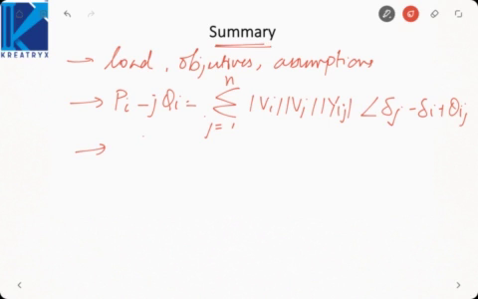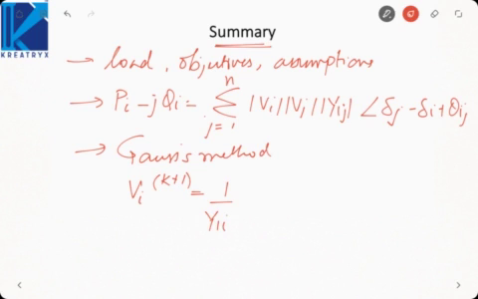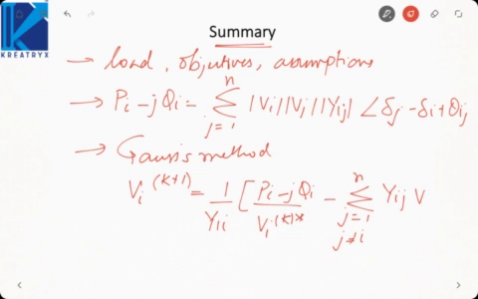Then we saw the Gauss's method, in which Vi at k plus 1th iteration is given by 1 over Yii, Pi minus jQi over Vi k conjugate, minus sum over j equal to 1 to n, j not equal to i, Yij Vj. Okay. And then we saw the algorithm where we have considered PV buses as well as the algorithm where there are no PV buses. In the next lecture, we will look at another method, that is your Newton-Raphson method.